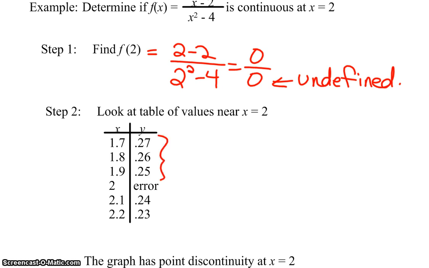If you look at these values, 0.27, 0.26, 0.25, skip, 0.24, 0.23. They do look like they're in order, so that means this is more than likely going to be a point discontinuity.